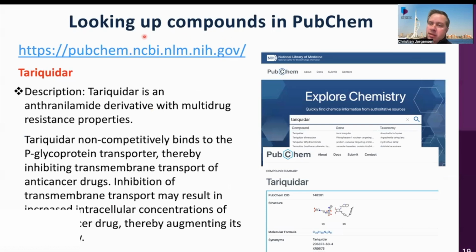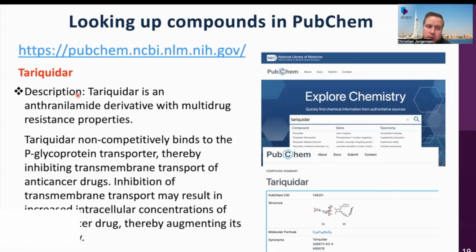Okay, the second database that we will use today is something called PubChem. PubChem is the Public Library of Chemistry, run by the National Library of Medicine of the United States. This is through the National Institutes of Health, and it is free to use, just like ChEMBL is free to use. And here's the website, here's the link, and you can go on that now. We will go on that website and we will look up tariquidar. And let's see what PubChem gives us.